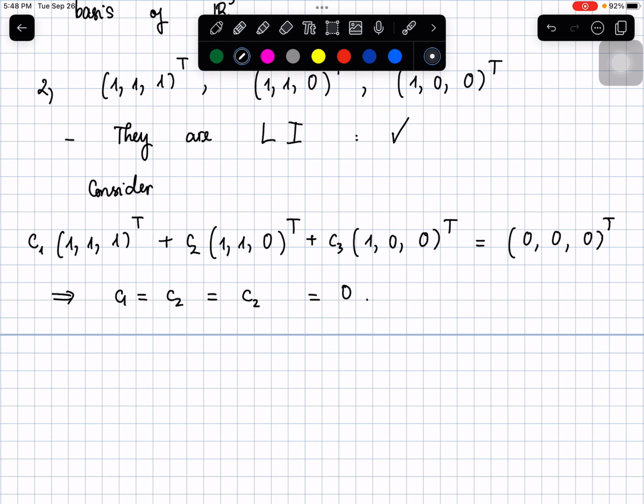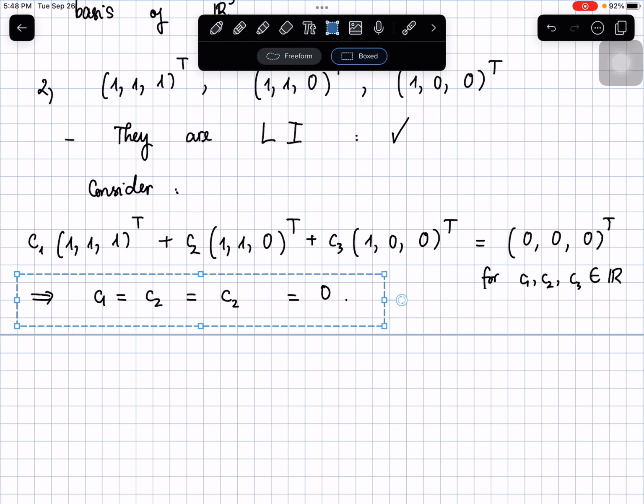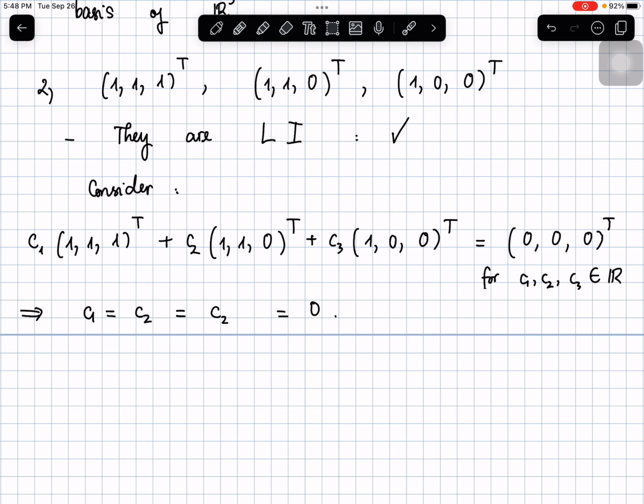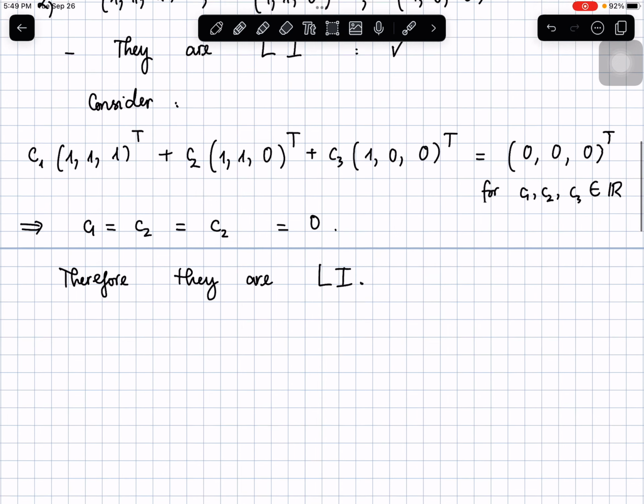So here C1, C2, C3 are scalars in R. So this implies C1, C2, C3 are 0. This means that, therefore, they are linearly independent. So that's the first step.